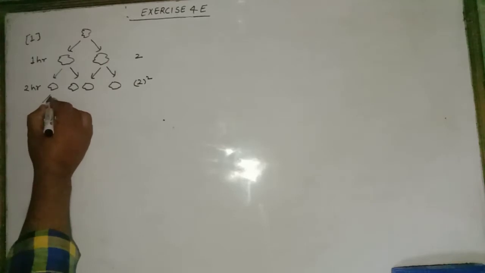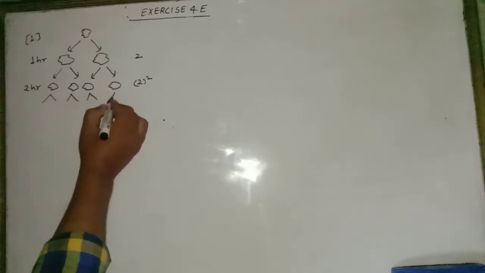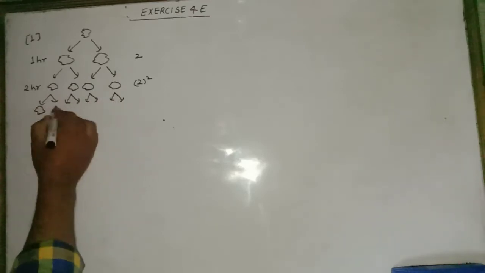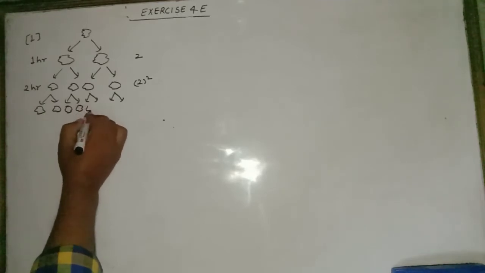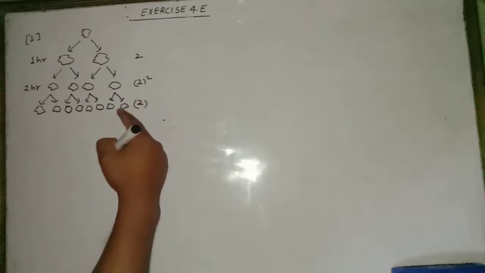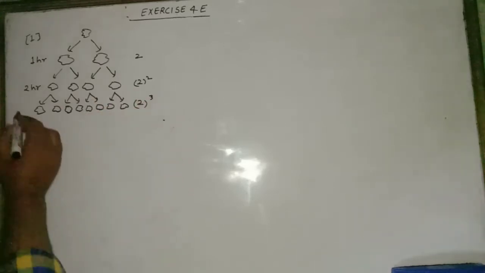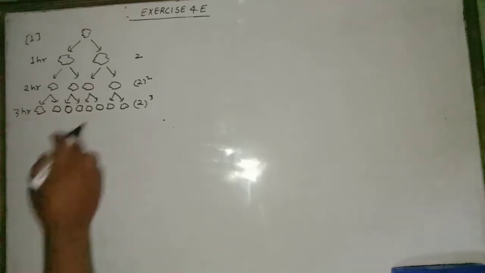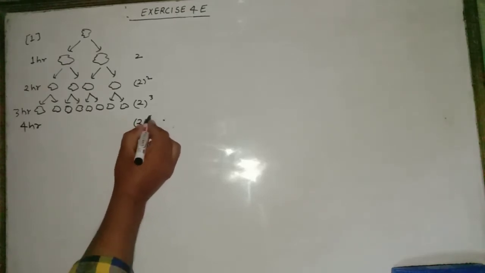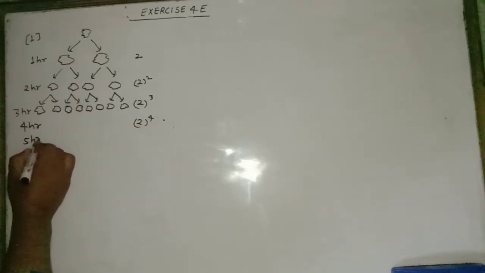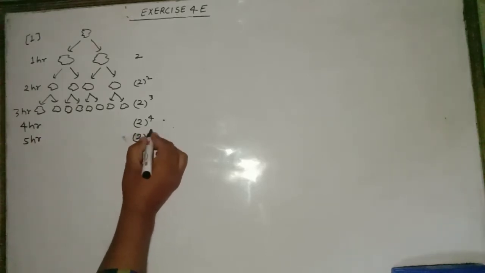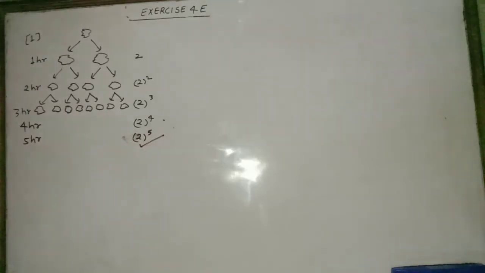In the third hour it will be like this: 1, 2, 3, 4, 5, 6, 7, 8. Which means 2 to the power 3. So in the third hour it is 2 to the power 3. Same way, in the fourth hour it will be 2 to the power 4. So what will it be in the fifth hour? In the fifth hour it will be 2 to the power 5. So our answer will be 2 to the power 5.